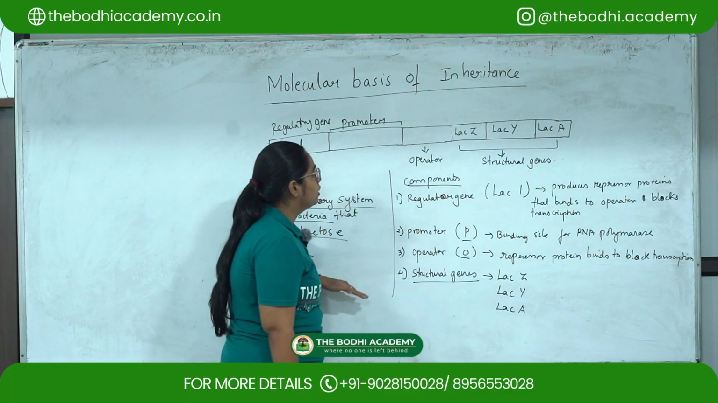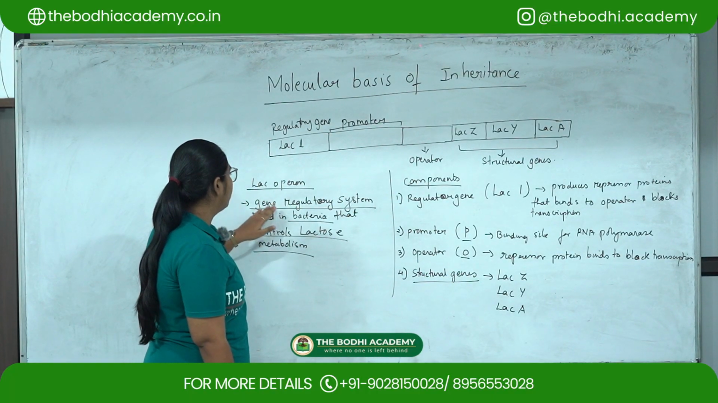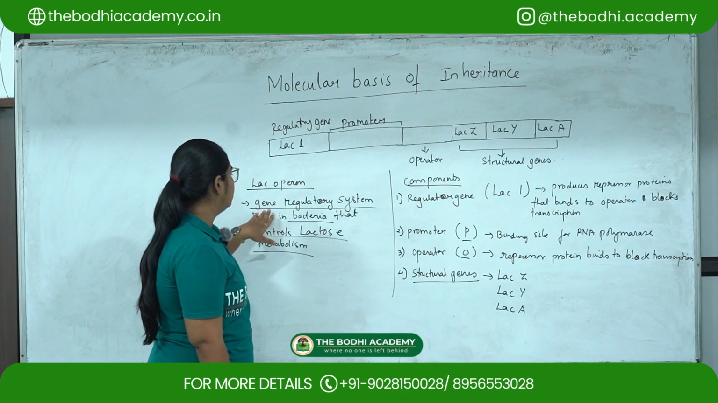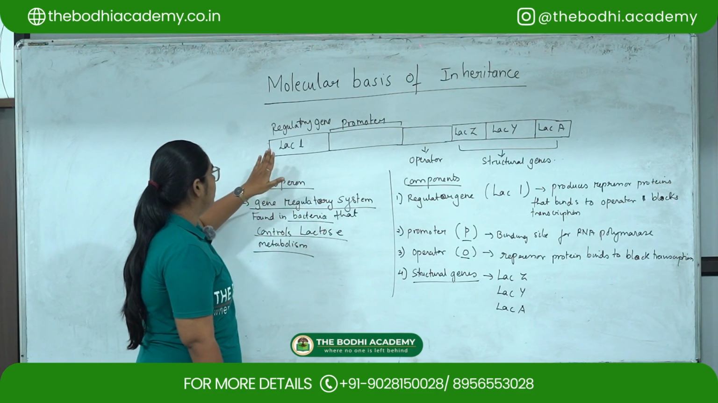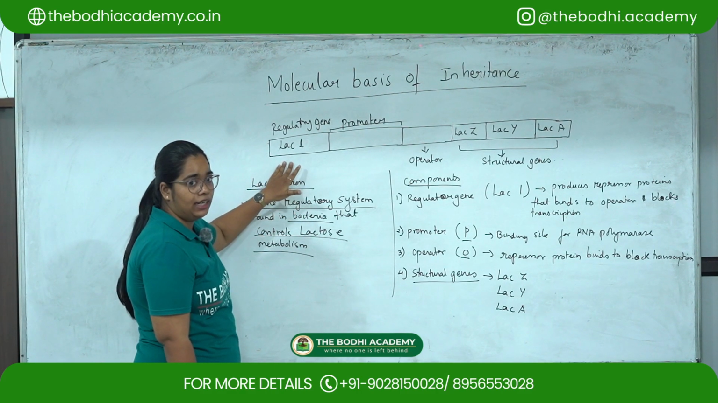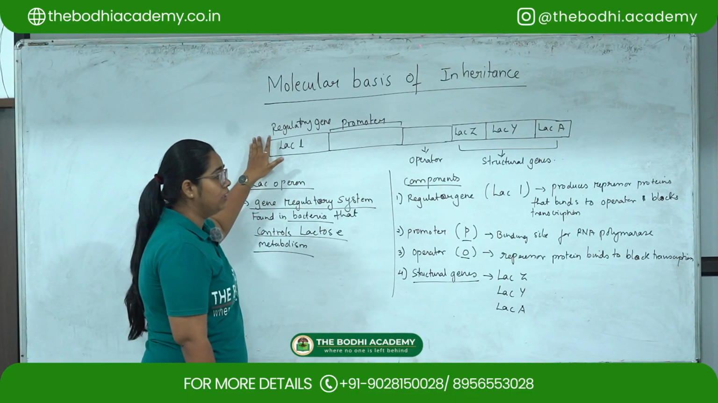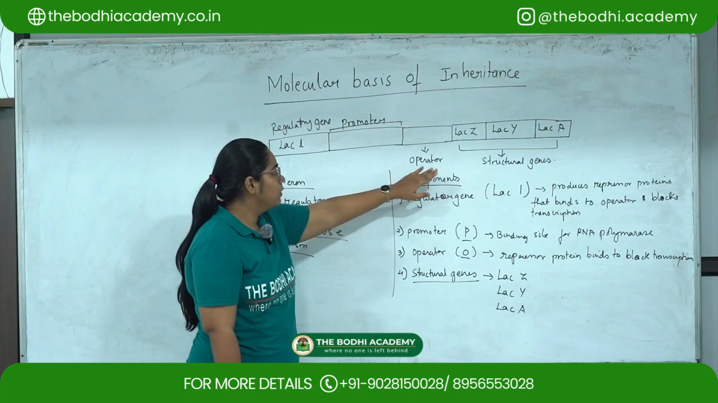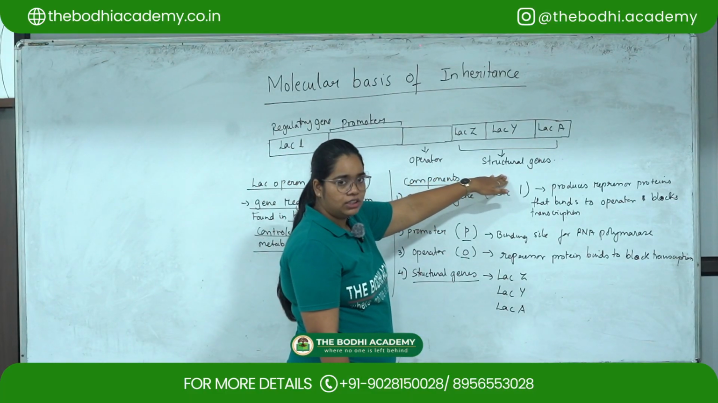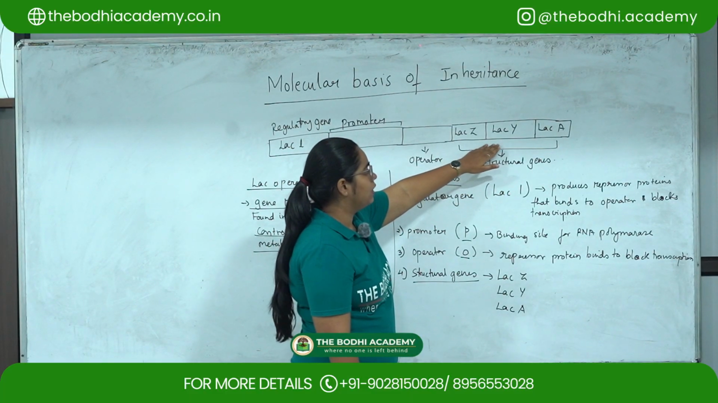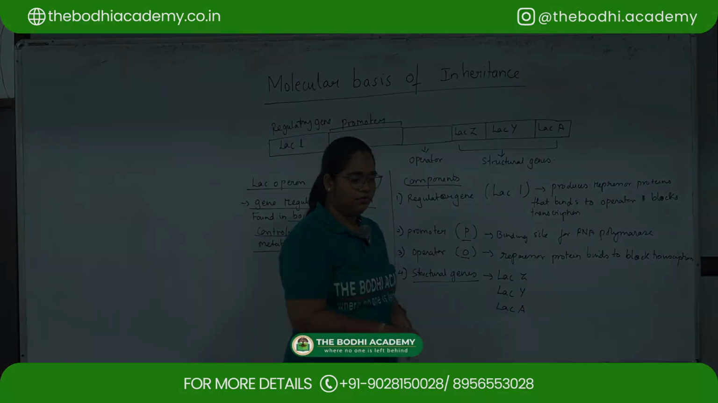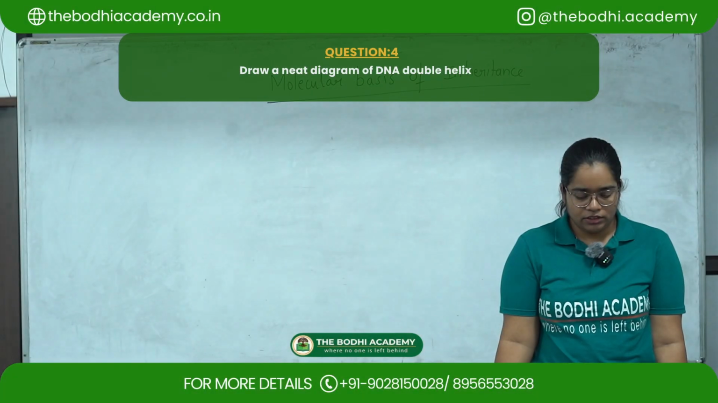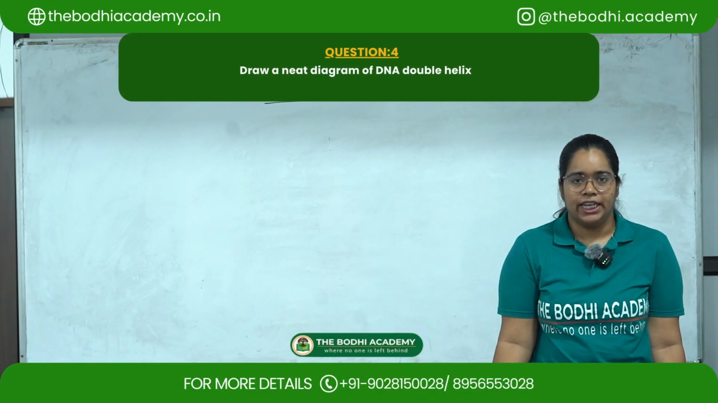So these are the different components of a lac operon, a gene regulatory system. It consists of the lac I gene, a regulatory gene, then a promoter region, an operator region, and the structural genes, that is lac Z, lac Y, and lac A. The next question is: draw a neat diagram of the DNA double helix.